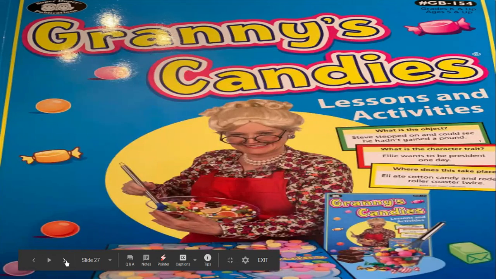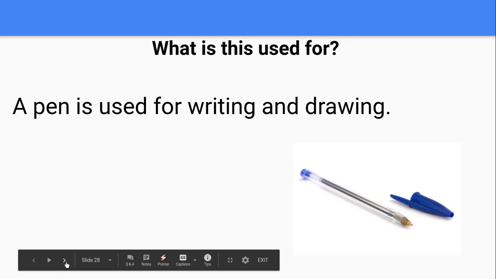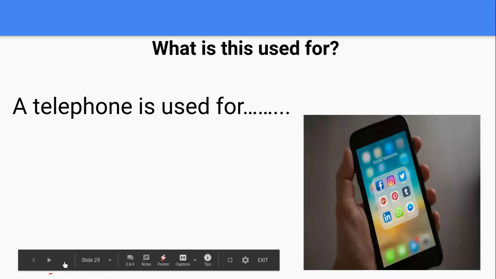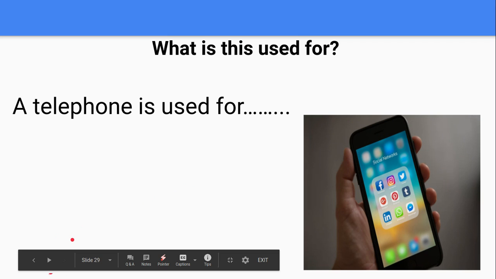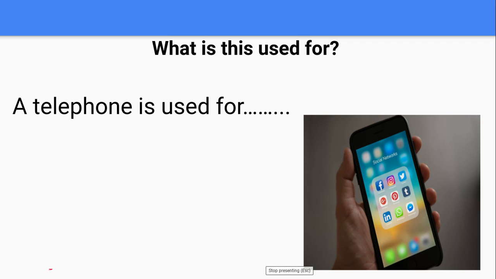Granny's Candies time. Okay, so last time we had a pen. What is it used for? A pen is used for writing and drawing. Okay, our new one is a telephone. This one should be super easy. Okay, you've probably seen people use them all the time. Okay, all right, I'll have that answer and a new one next time.